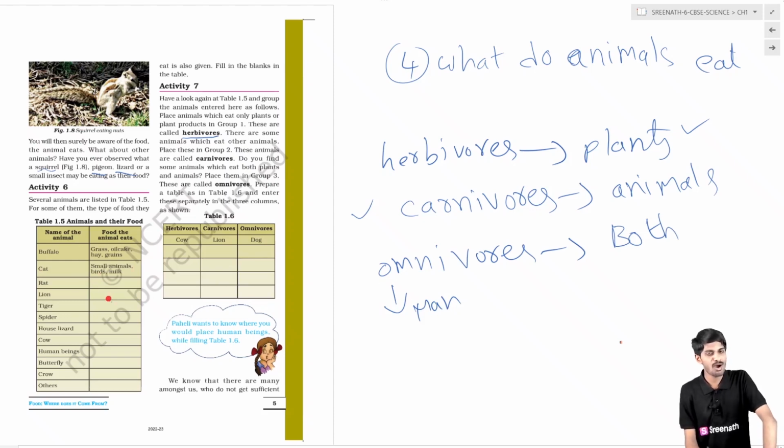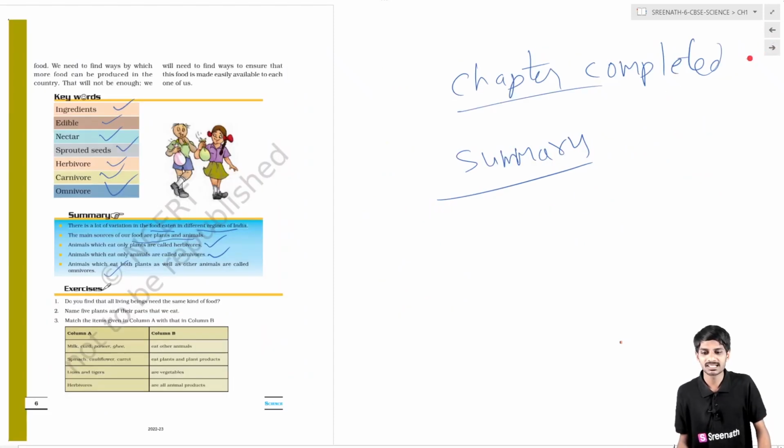This is the table you have to fill. Finally, we have completed our chapter. We have completed our summary also.